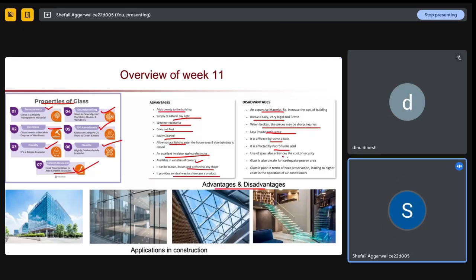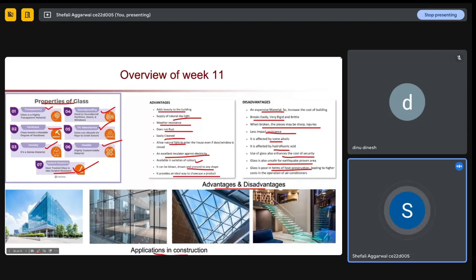And it increases the cost of security, because it is easy to break a glass wall compared to a concrete wall, and it is unsafe for earthquake-prone areas. In terms of heat preservation it is poor, as it increases the cost of air conditioning unless you are using e-glass for your construction. Last is how we are applying glass in the construction industry.